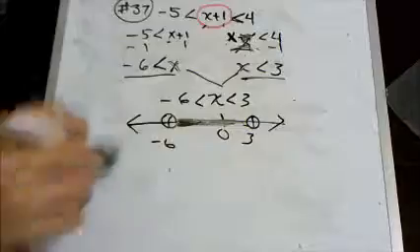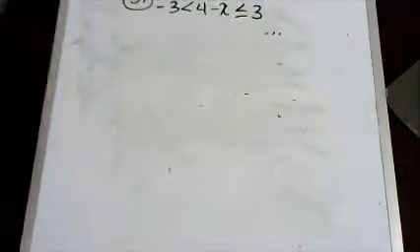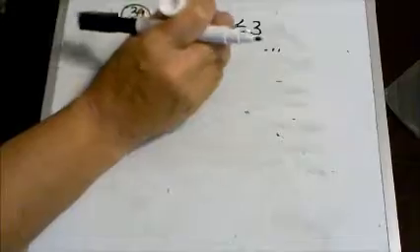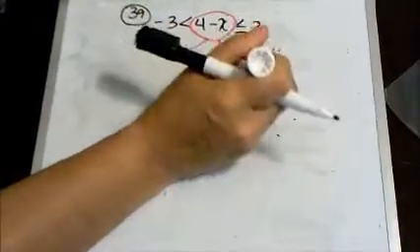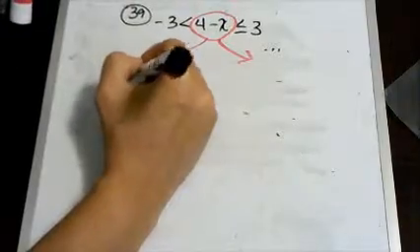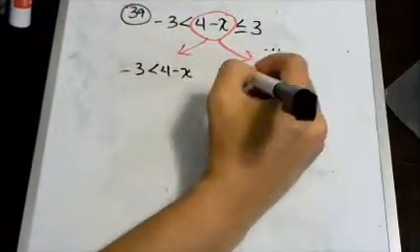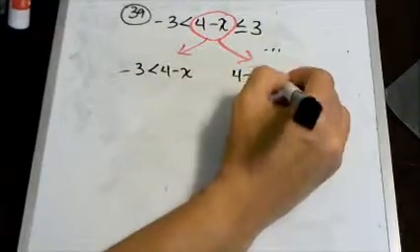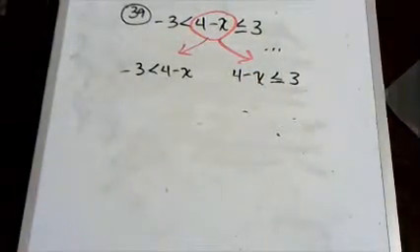Here we go. That's number 37. Now let's do number 39. On number 39, we have -3, 4 minus x. Now remember, we're going to do the same thing. We're going to take what's in the middle, which is this right here, and we're going to put it on this side and this side. So -3, 4 minus x. Then we're going to put it on this side. And now we're going to continue.